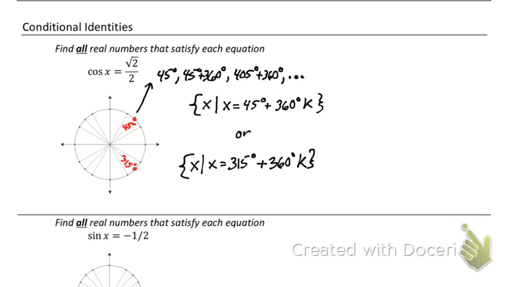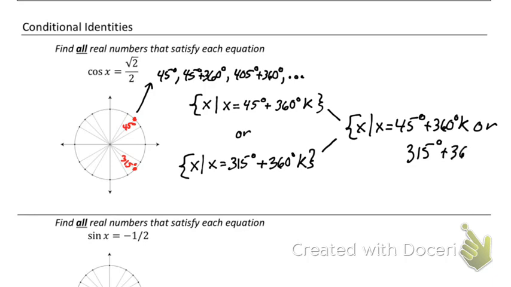If you feel very, very comfortable with set builder notation, you can combine these two things together to write X such that X equals 45 degrees plus 360 times K, or 315 degrees plus 360 degrees K, if you feel super comfortable with it. Otherwise, I would personally just stick with this, because then I know I did everything correct, rather than trying to push them together. So I would stick with this answer here.